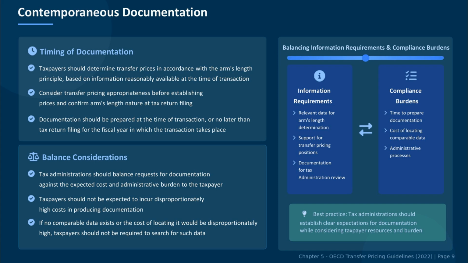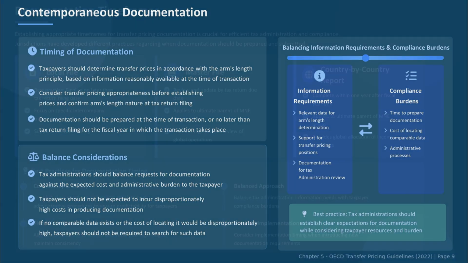Contemporaneous documentation requires taxpayers to determine transfer prices using the arm's length principle based on available information at transaction time. Documentation should be prepared by the tax return filing date. Tax administrations must balance documentation requests with taxpayer burdens, ensuring costs are not disproportionately high. Clear expectations should be set, considering taxpayer resources and compliance burdens.